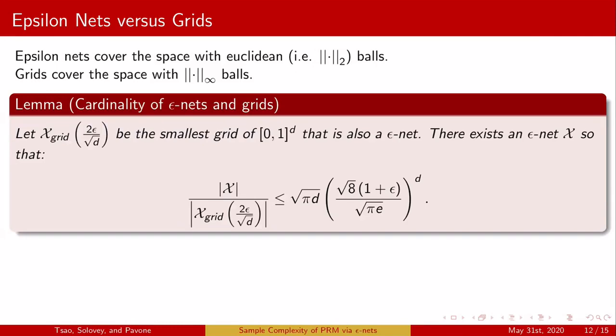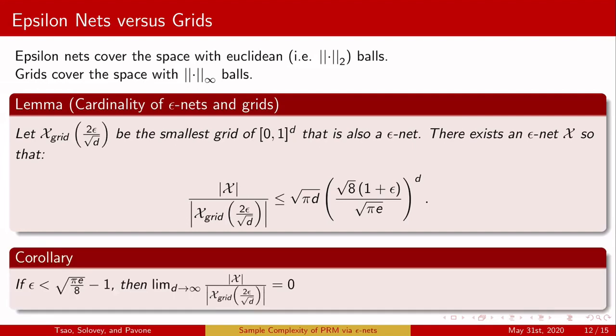And we formalize that here. So there is an epsilon net X, so that when you compare it with the grid of the same Euclidean coverage properties, the ratio of their cardinalities is small. Okay, that's what this says. And this might look a little weird, but one way to interpret this is the following. If epsilon is sufficiently small, then as the dimension grows, as for very high dimensional problems, the epsilon nets in general can provide the same coverage as grids while having significantly fewer points. And this is why we should be interested in them for the purposes of motion planning.